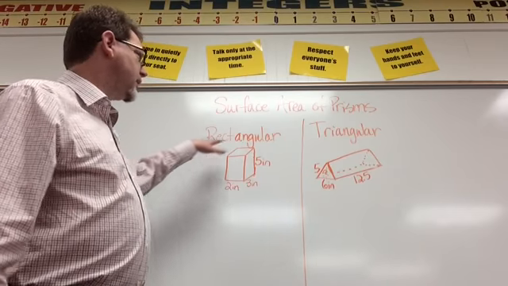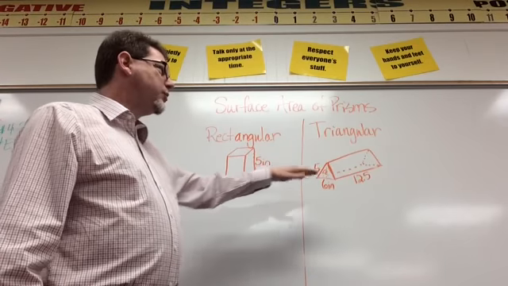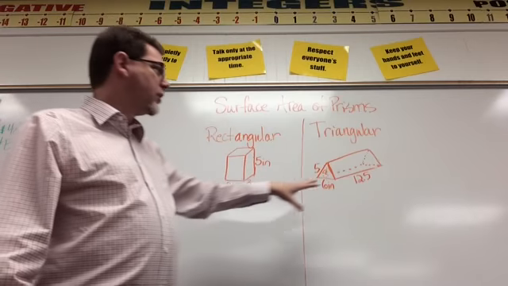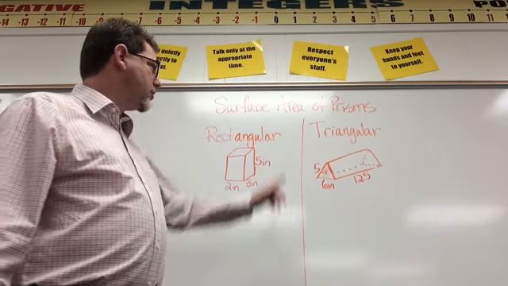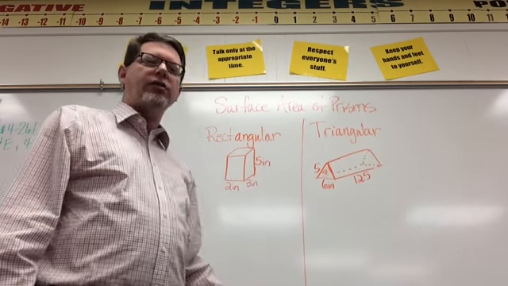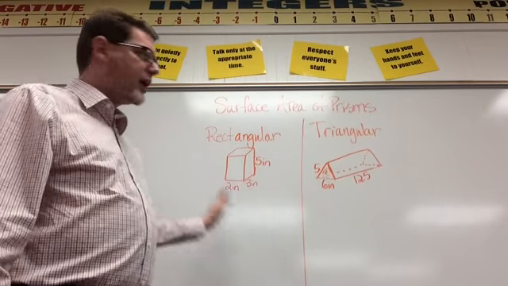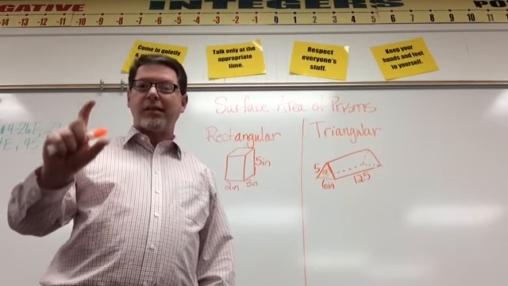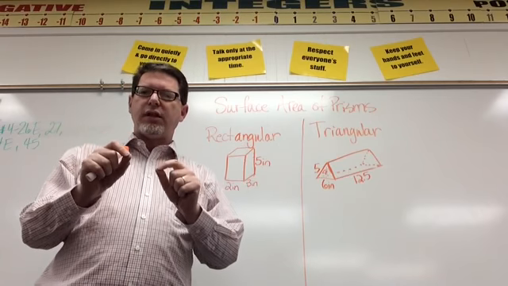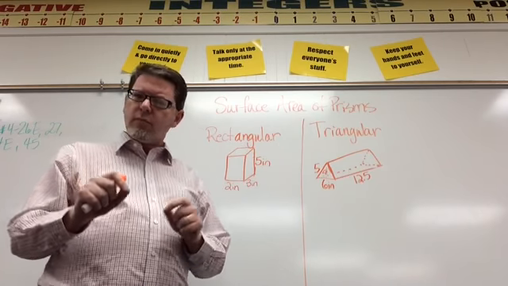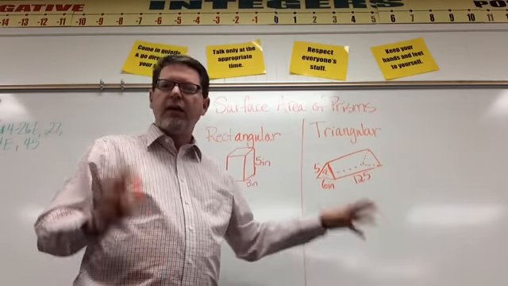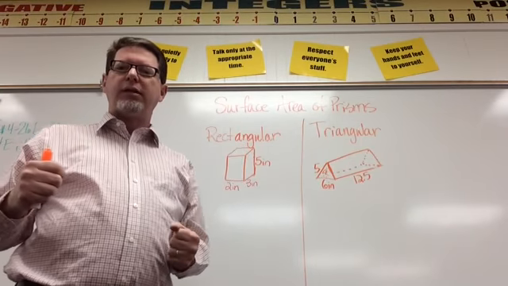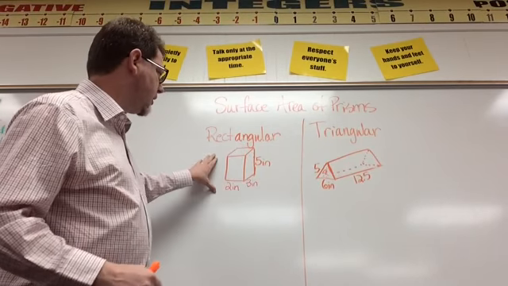So I have two prisms, one rectangular, one triangular. What I'd like for you to do is to draw a line down the center of your page. We're going to do rectangular on the left and triangular on the right. The cool thing is the formula is the same. There's a few adjustments to it, but hopefully putting the left and the right will help us keep them all together. Okay?